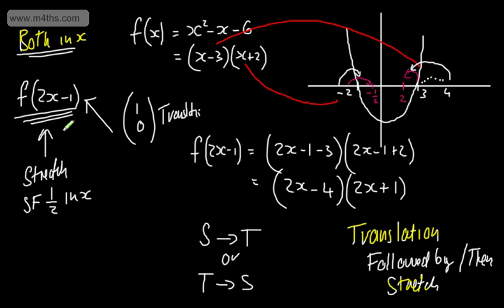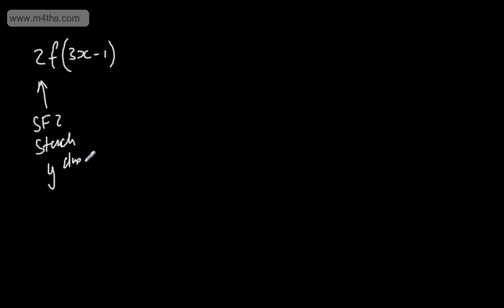So what we've got here is where we've got them both in either the x direction or both in the y direction. So the question is now, let's think of another set of transformations. Let's say we have 2f of, let's say, 3x minus 1. So this time we've got 3 different transformations going on. That is a scale factor 2 stretch in the y direction. So we've got that one, that's there.